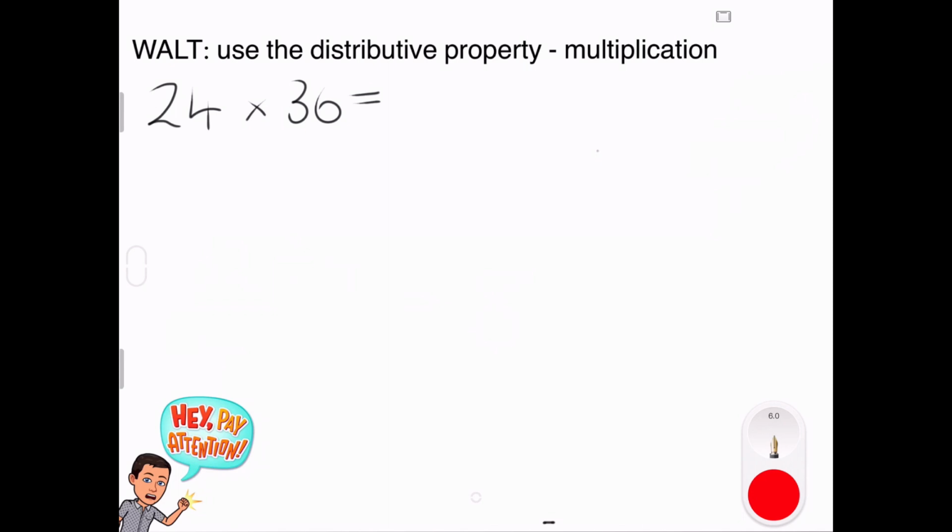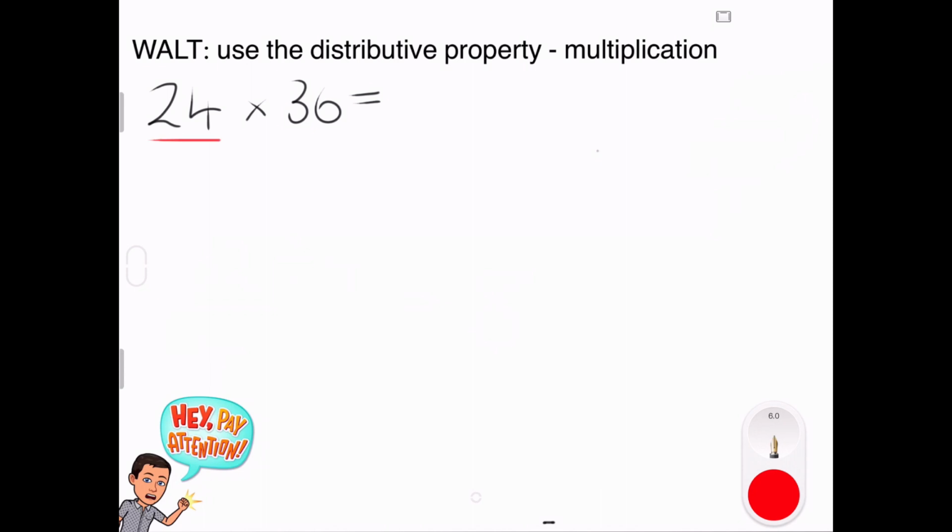24 times 36. Now off the top of my head I'm not going to be able to solve that. So I can break up these numbers to make it easier to solve. The first way that we're going to look at is by just breaking up one of the numbers, okay? So rather than trying to break up both 24 and 36, I'm just going to break up 24.